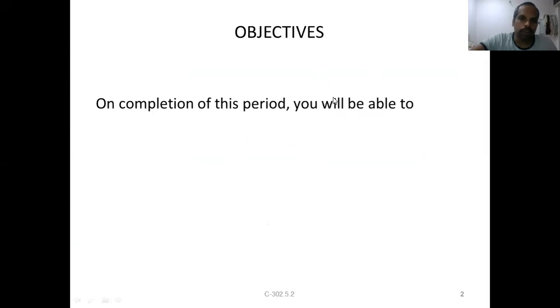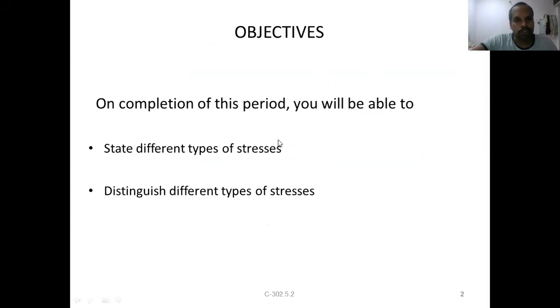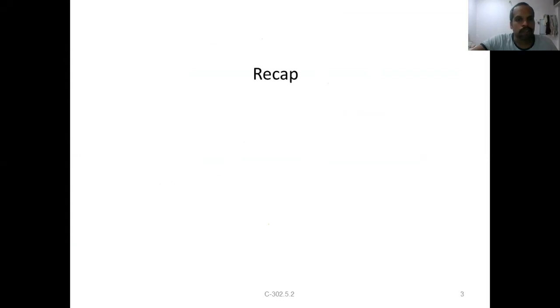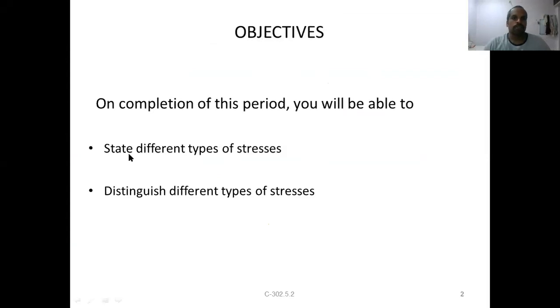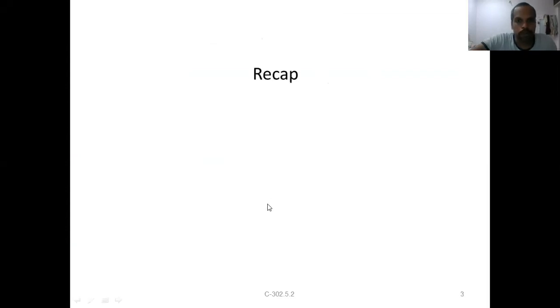On completion of this period, you will be able to state different types of stresses and distinguish between types of stresses. Different types of stresses, and distinguish means the difference between the different types of stresses.